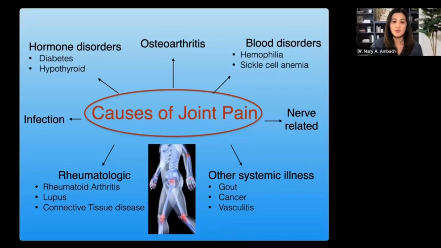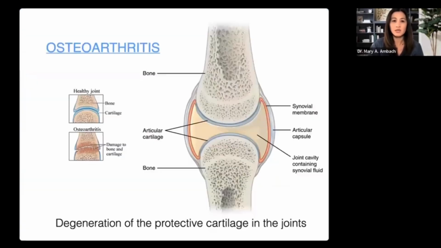So when you see us for the initial evaluation, we make sure that we rule out all these other things before we provide the treatment for your osteoarthritis. We want to make sure there's no other coexisting condition that can add to your pain and treat that accordingly.